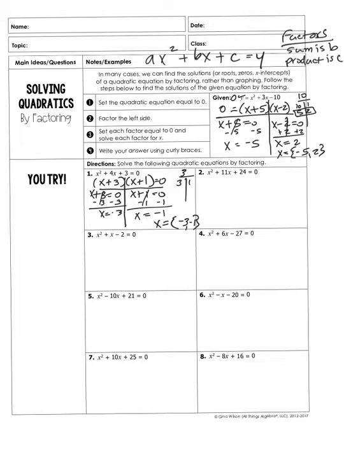Number 2, already set equal to 0. We need factors of 24. 24 and 1, 12 and 2, 8 and 3, and 6 and 4. And 8 and 3 will add up to equal 11. So we have x plus 8 and x plus 3 equals 0. 8 plus 3 is 11. 8 times 3 is 24. That's why these numbers work, in case you're wondering, okay?